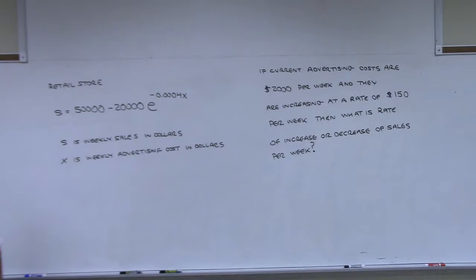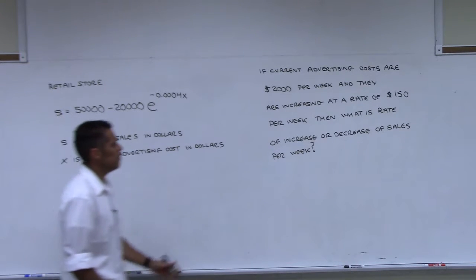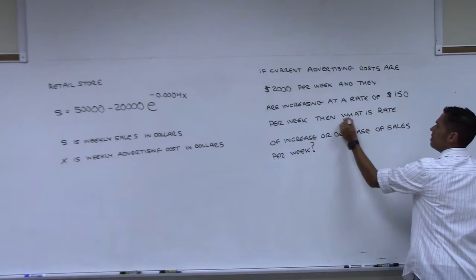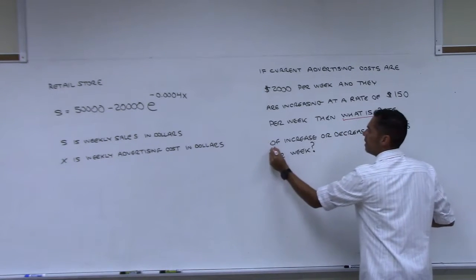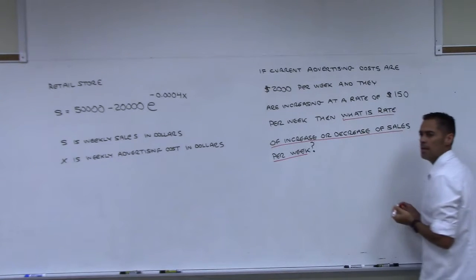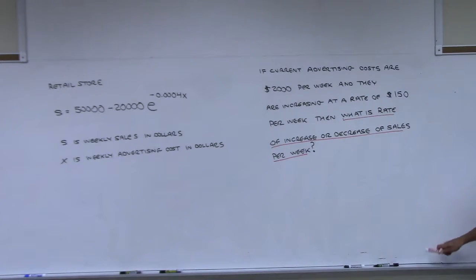Understand the question? So can we write down maybe what we're given or what we want? Can you interpret this? Maybe we start with what we want. What is the rate of increase or decrease of sales per week? Sales per week.